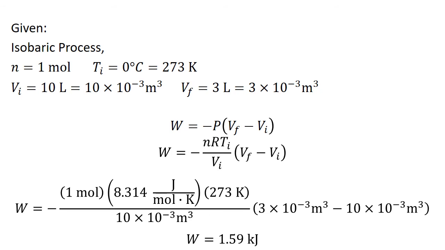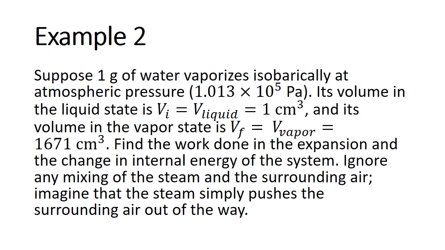Let's have another example. So far, nag-solve na tayo ng isothermal, nag-solve na tayo ng isobaric. So, try natin yung iba. For example number 2, we have, suppose 1 gram of water vaporizes isobarically. So, na-specify niya na kagad yung thermodynamic process, isobarically, at atmospheric pressure na 1.013 times 10 raised to 5 pascals. Ito minimemorize kasi minsan hindi na ito binibigay, pero constant yan, na 1.013 times 10 raised to 5 Pa or pascals.